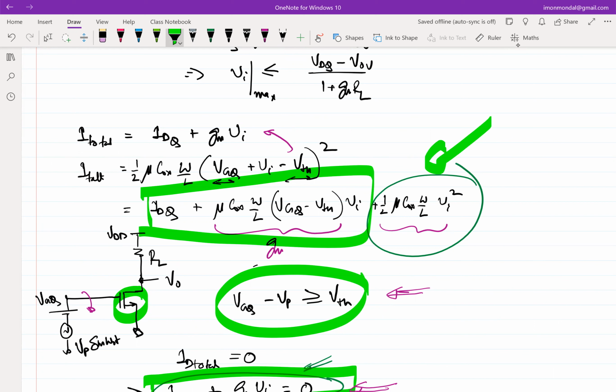Correct. So for doing all our small signal analysis, if you are comfortable neglecting Vi squared, we should use the same benchmark to establish our swing limits also. That's the whole point. Right? Yes.